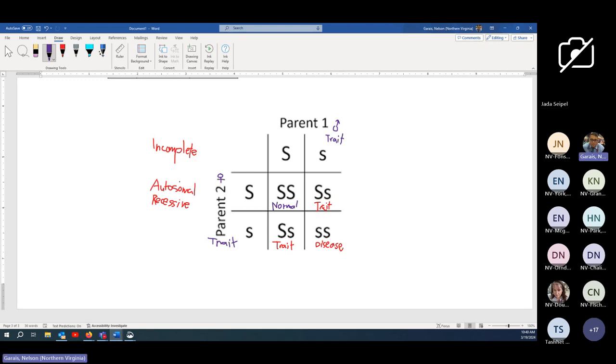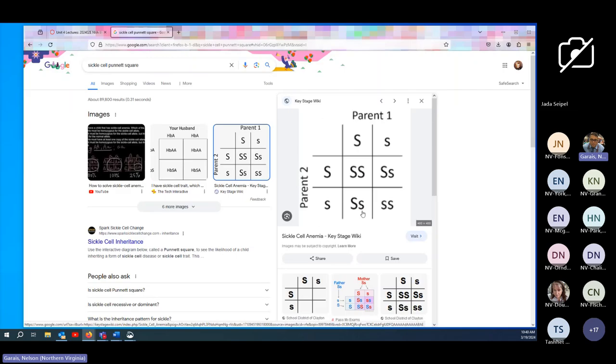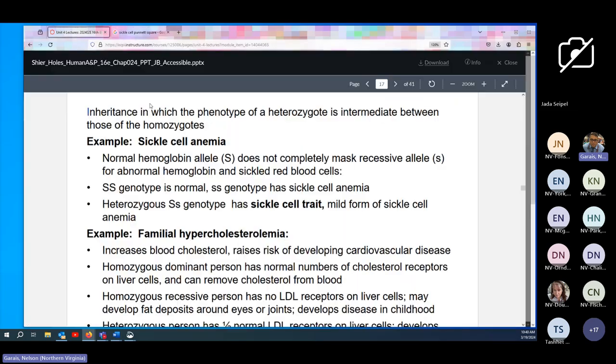So this is an example of incomplete dominance. You can see now how the sickle cell, even though it's a lowercase s, is going to shine a little bit, even in the presence of a capital S. So that's called incomplete dominance. Another example of this is type 1, 2, 3, and 4 familial hypercholesterolemia.